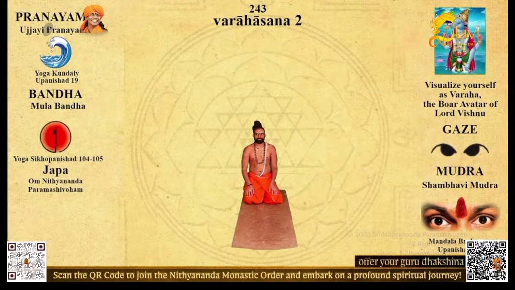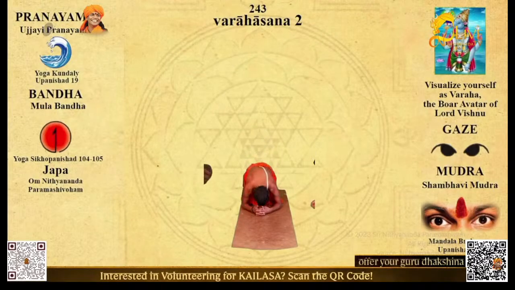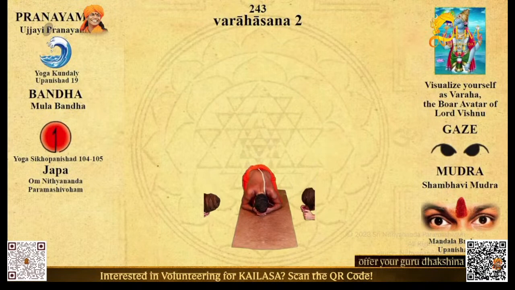The next is the Varahasana 2. Now, keeping your knees together and toes tucked, lean forward and bring the elbows to the mat and hands holding the head. Lift the head and thumbs.